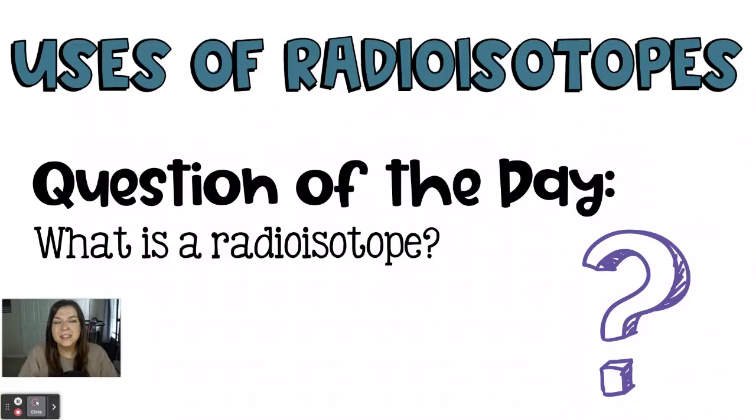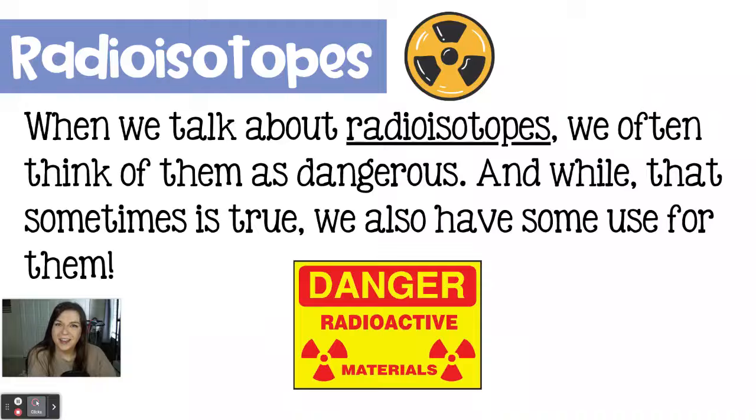Hello, welcome to this lesson on the uses of radioactive isotopes, or radioisotopes. And the question of the day: what is a radioisotope? A radioisotope is just an isotope of an element that happens to be radioactive.